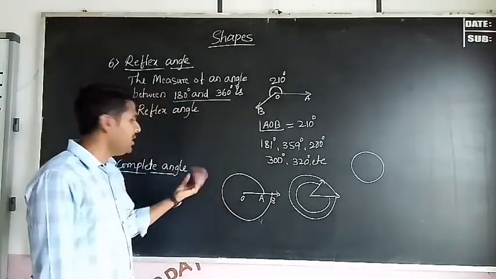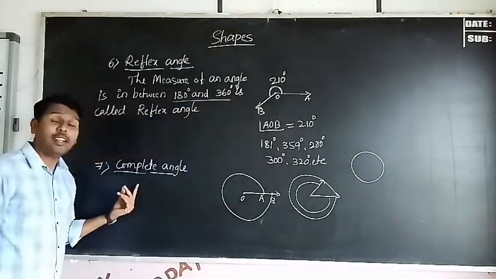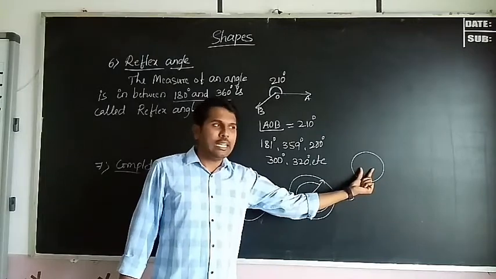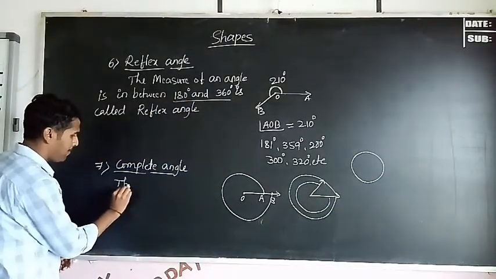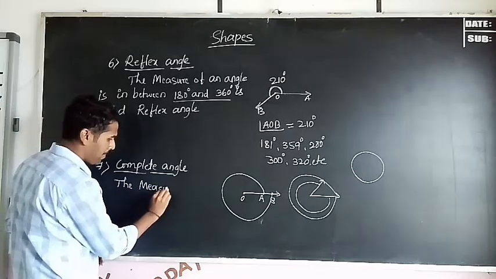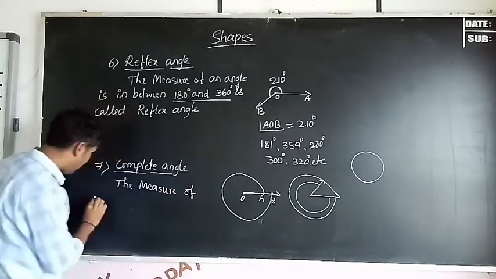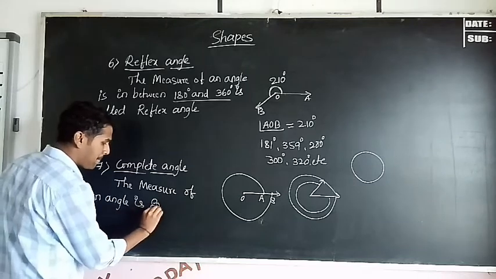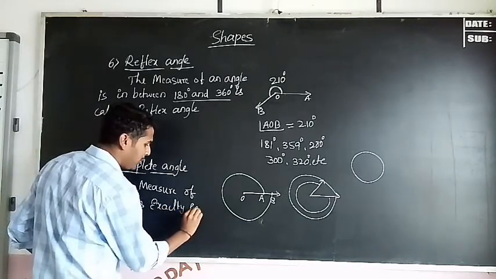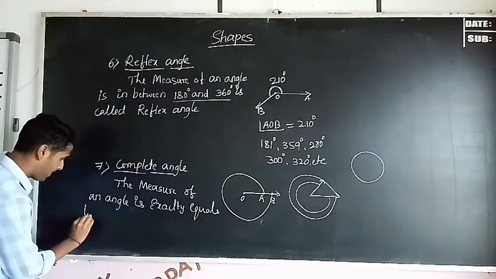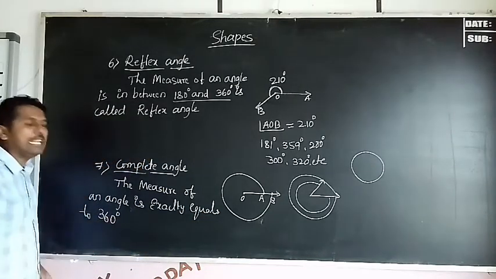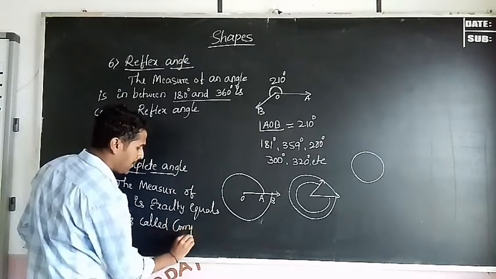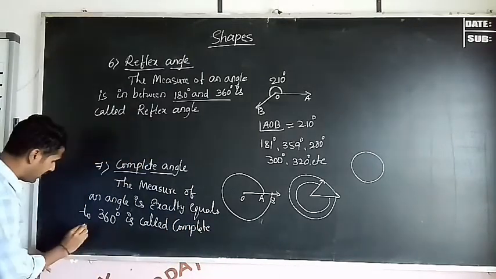So what is the definition of a complete angle? The complete angle definition is: the measure of an angle exactly equal to 360 degrees is called a complete angle.